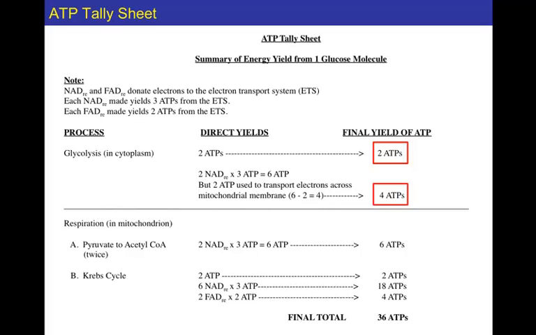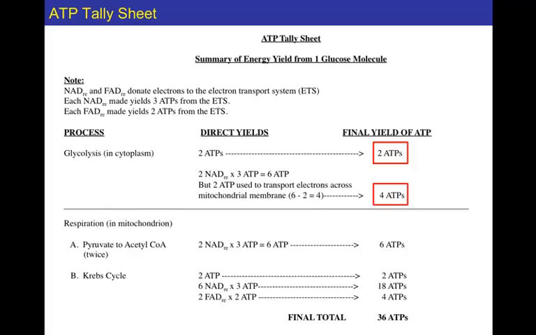However, 2 ATPs must be used to transport electrons across the mitochondrial membrane, so the result is that you have a net gain there of 4 instead of 6. That's 6 minus the 2 ATPs needed to move electrons across the mitochondrial membrane. And so there you'll get a net gain of 4.